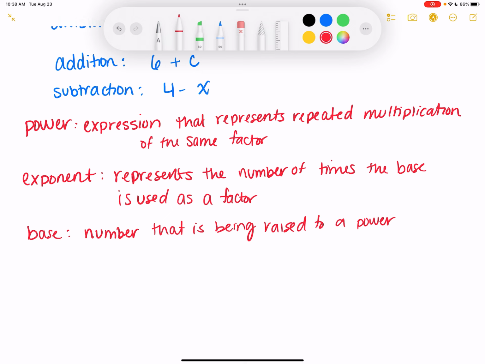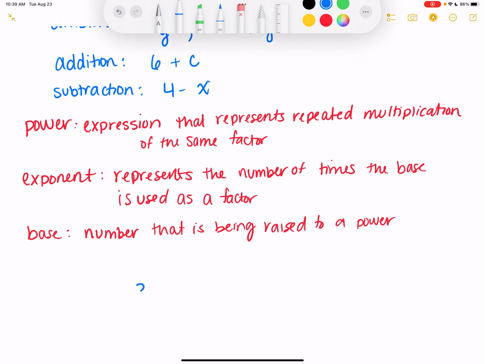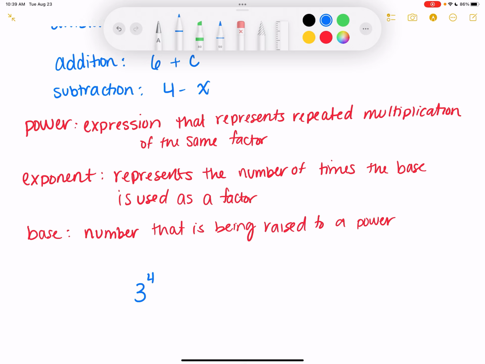All right, so we have an example of this. Leave a little bit of a line above this, so skip one line to write this, and then that way I can write some stuff above it. So if you have something like 3 and then a little 4 up in the top right of it, is equal to 3 times 3 times 3 times 3.